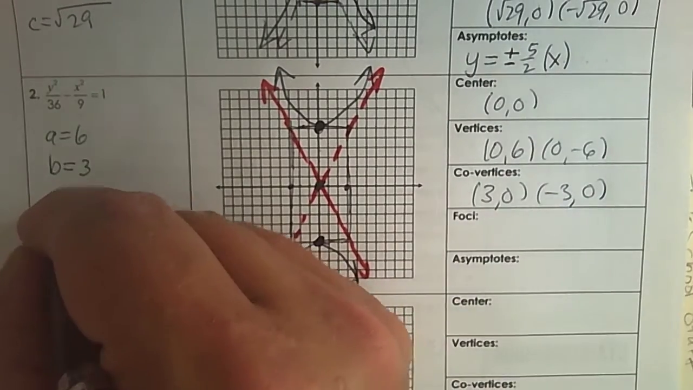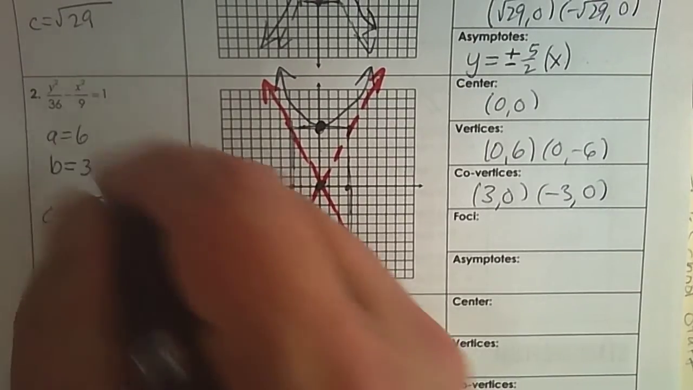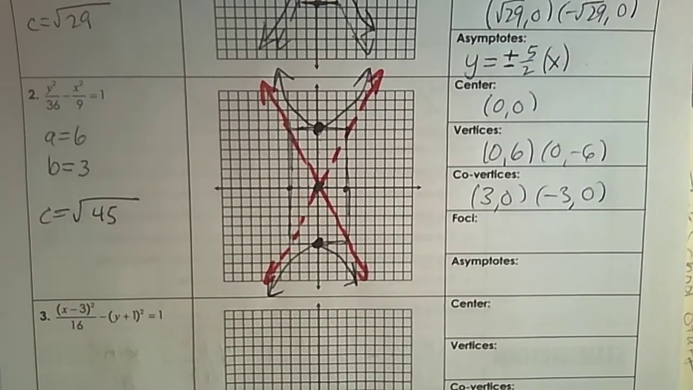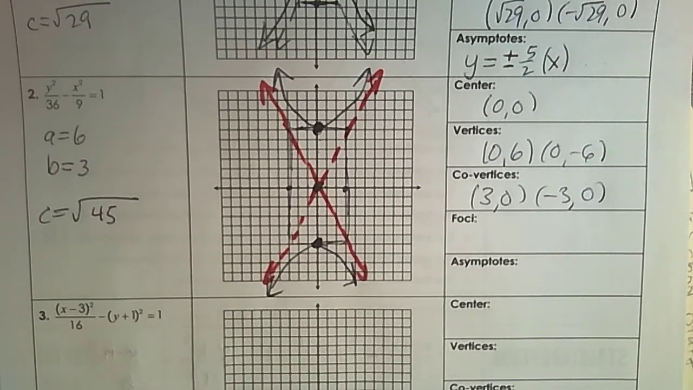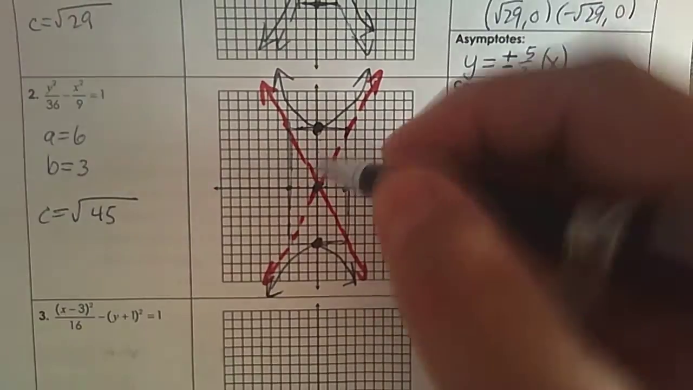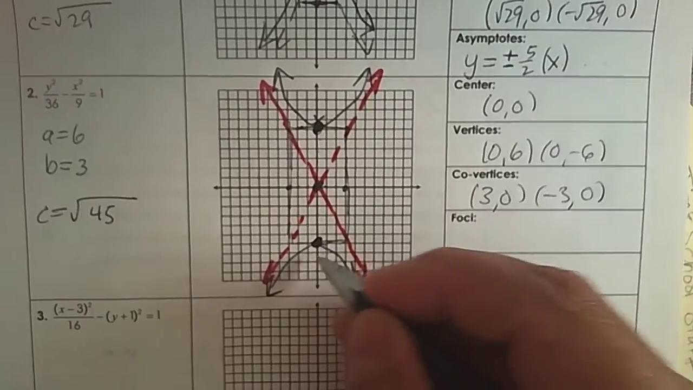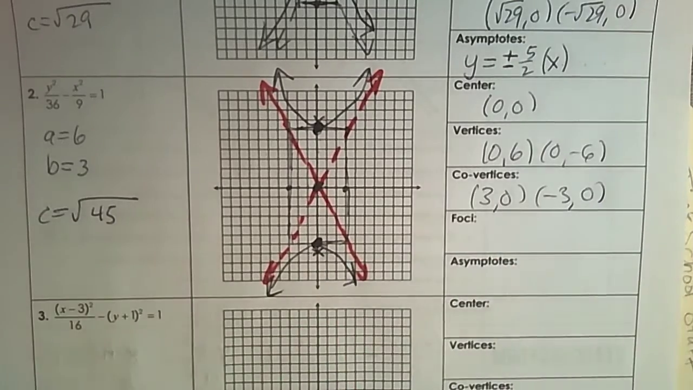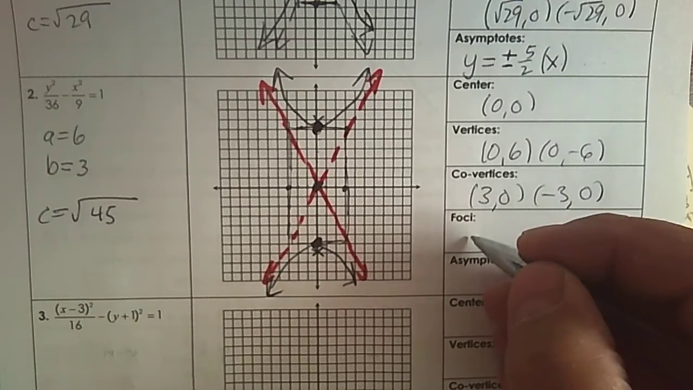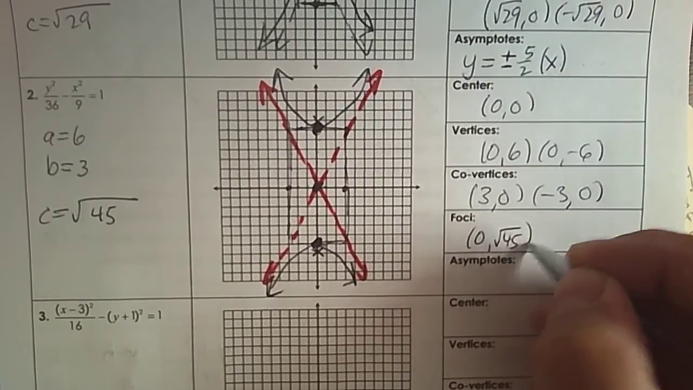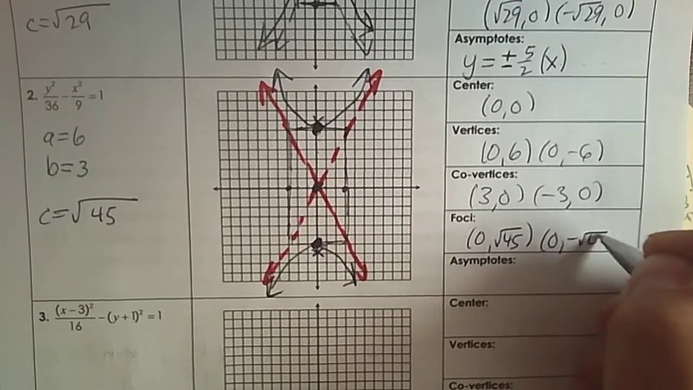The foci, that is the square root, and you add the denominators. So that's the square root of 45. And the square root of 45 is somewhere between 6 and 7. So 6 and a little bit. So from the center, go 6 and a little bit. And then here, count down 6 and a little bit. And then put an X down there for your foci. So this is to the Y coordinate. So to the Y coordinate, we added root 45 and we subtracted root 45.